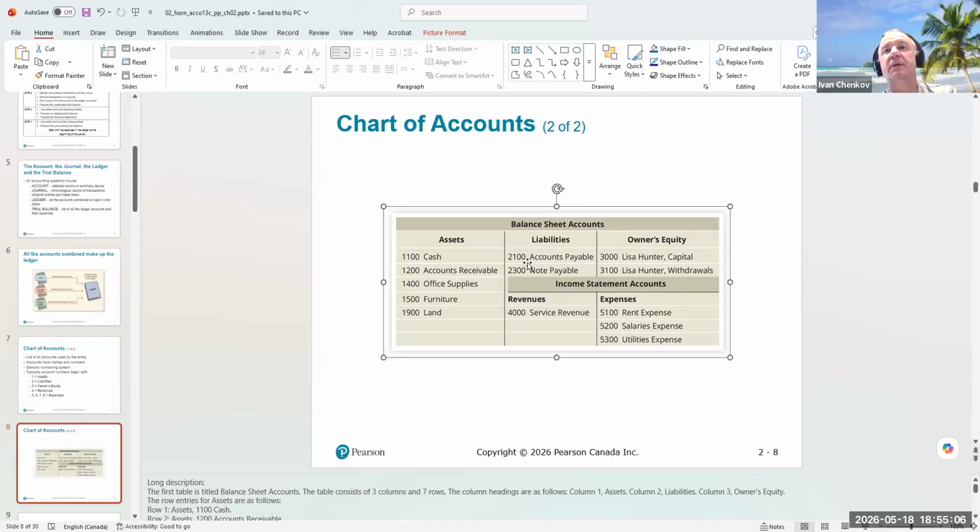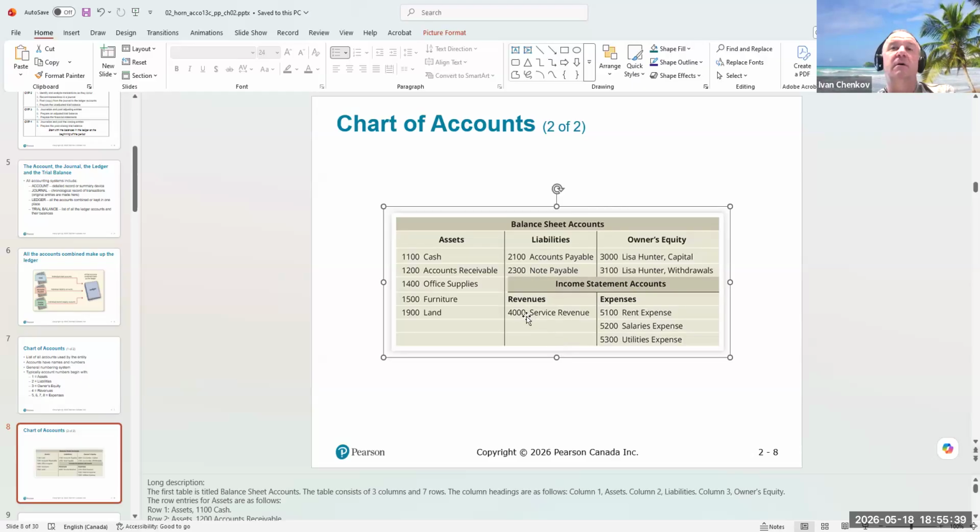So the same idea with accounts payable. As you can see, between the accounts payable and notes payable, you're leaving a distance. So now I can plug in here from 100 to 299. So I can have 199 accounts payable, different types of vendors that I can keep track of.